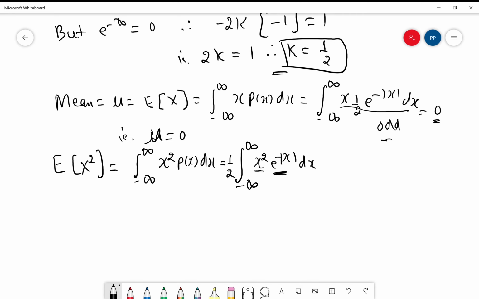X square, you know, is an even function. So the product is an even function. Therefore, the integral becomes twice, with the constant 1 by 2 present, the integral becomes twice 0 to infinity x square into e power minus x dx. 2 cancels. Now, how to evaluate this integral?